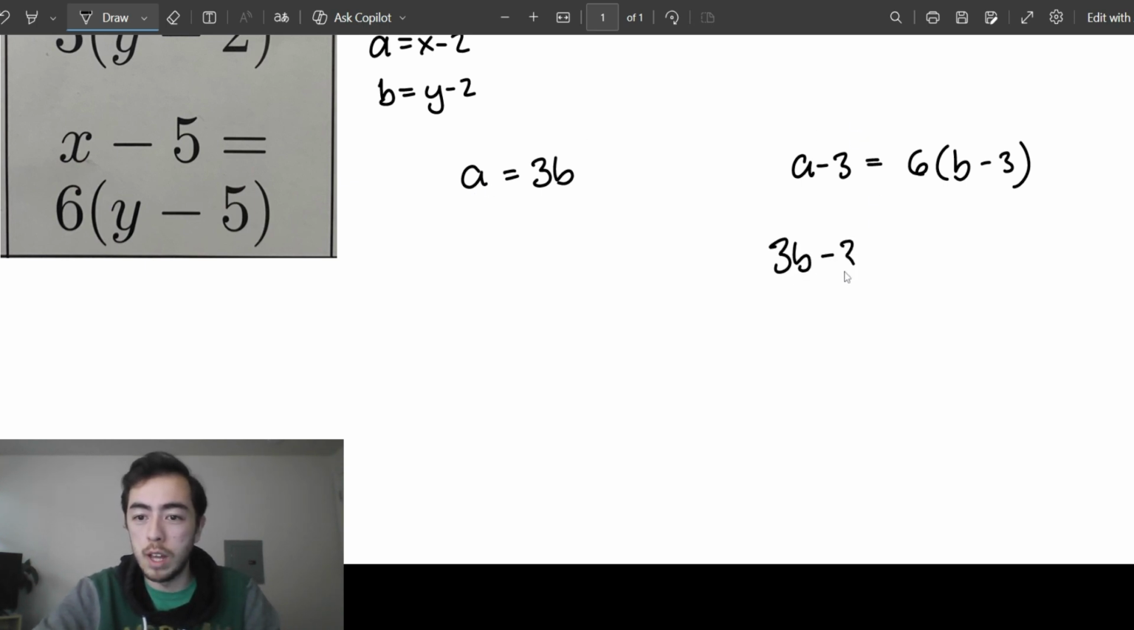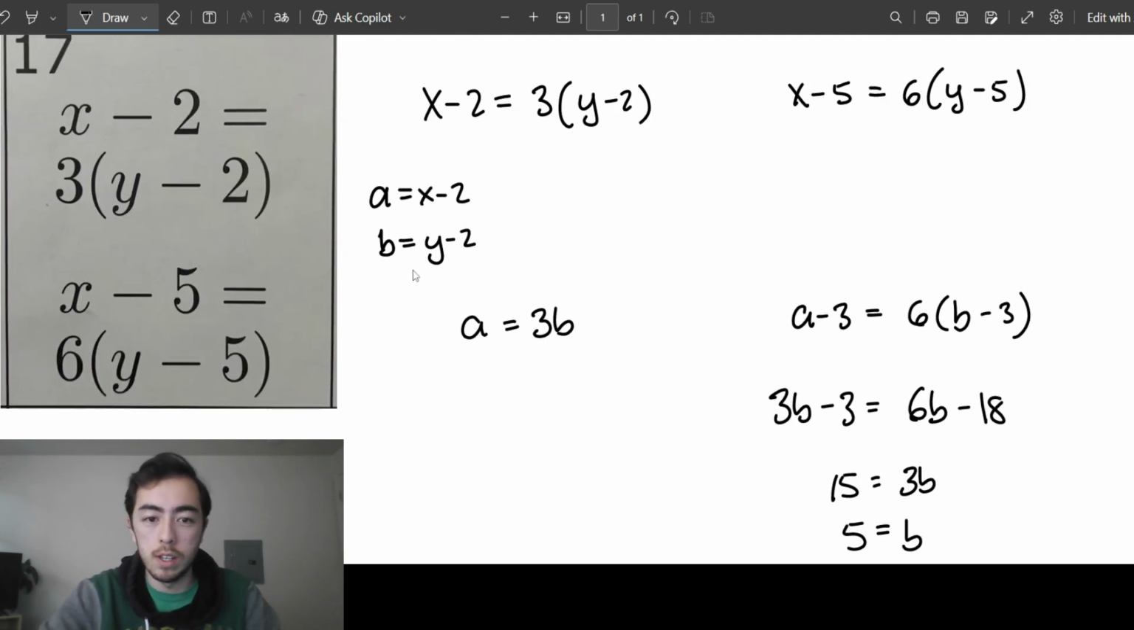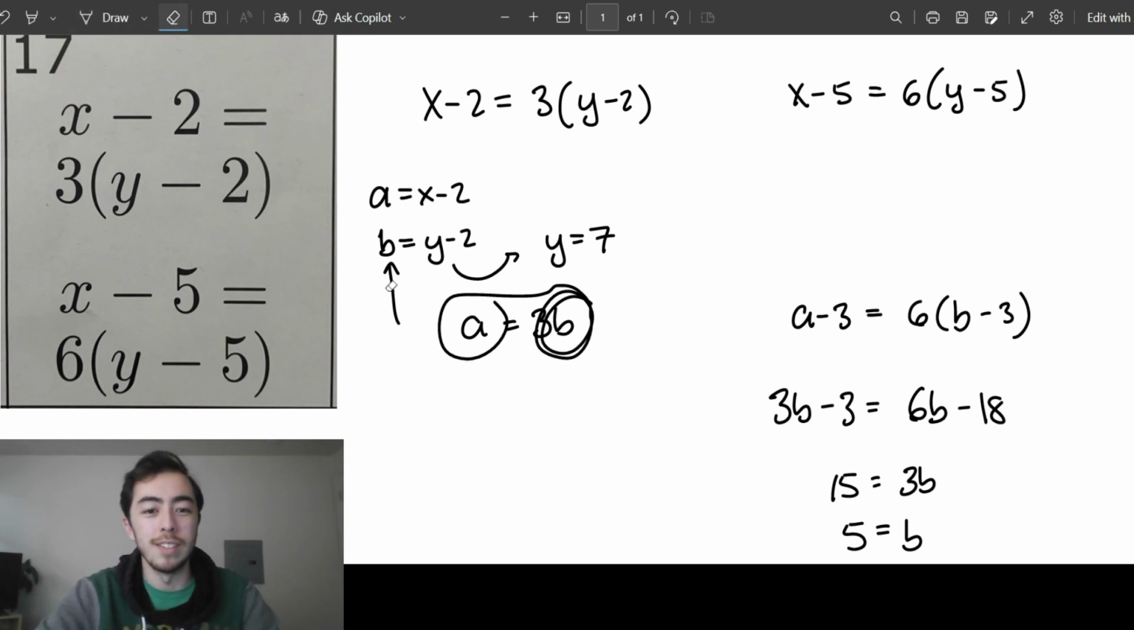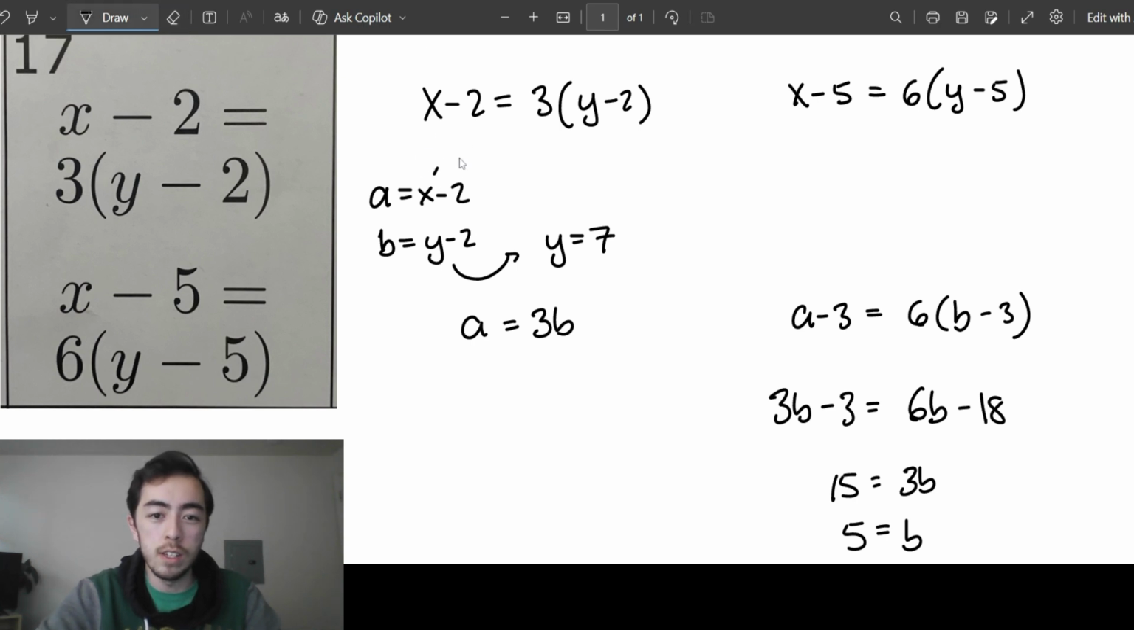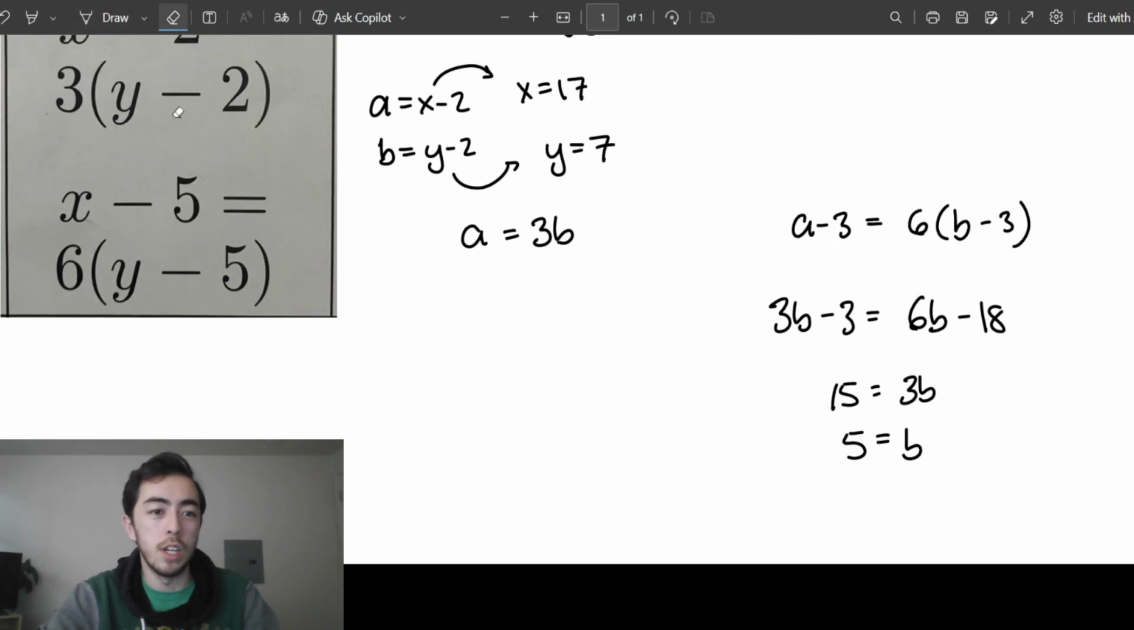So 3b minus 3 is equal to, let's distribute this, 6b minus 18. Let's maybe subtract 3b from both sides, add that 18 to the other side, and so we get b is equal to 5. That's cool. So I guess that shows us if this is 5, then y needs to be 7. And then I guess if this is 5, then a would be 15. Hey, there it is, right? That's what I was saying earlier. And then if a is 15, x would need to be 17. So I guess that works. We could change the variable and at least make one of the equations a little bit simpler.